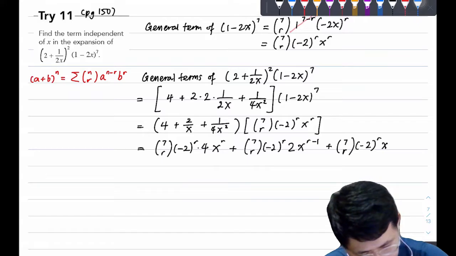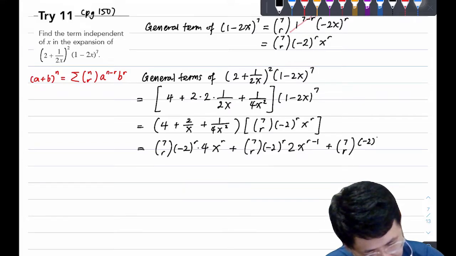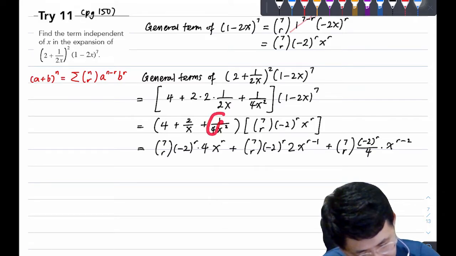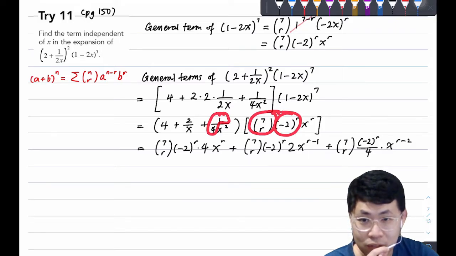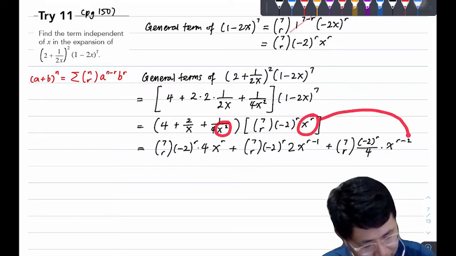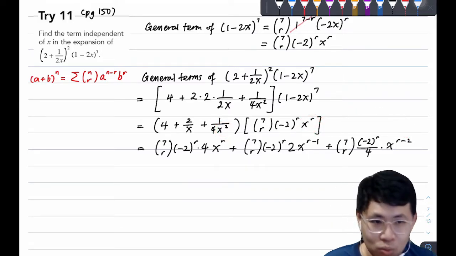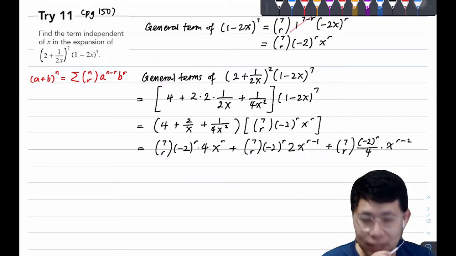We still have a 4. So I have (−2)^r over 4 times x to the power of r minus 2. So the 1 over 4 times this one, I put these numbers together because these are my coefficients. And then x^r over x squared, so this will be x to the power of r minus 2. Okay, so these are the general terms.